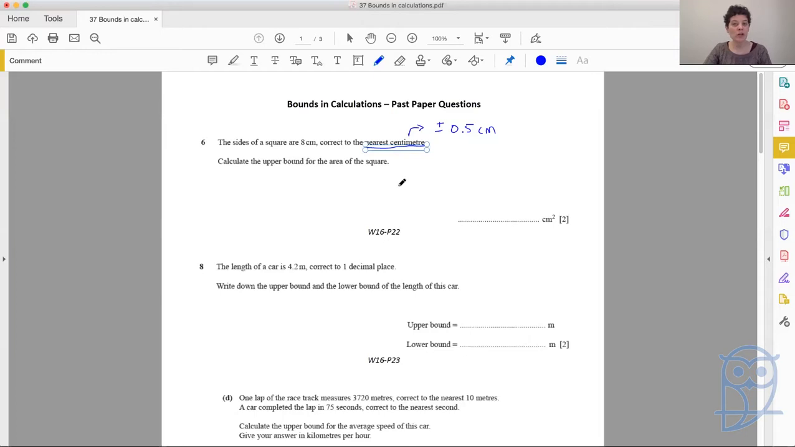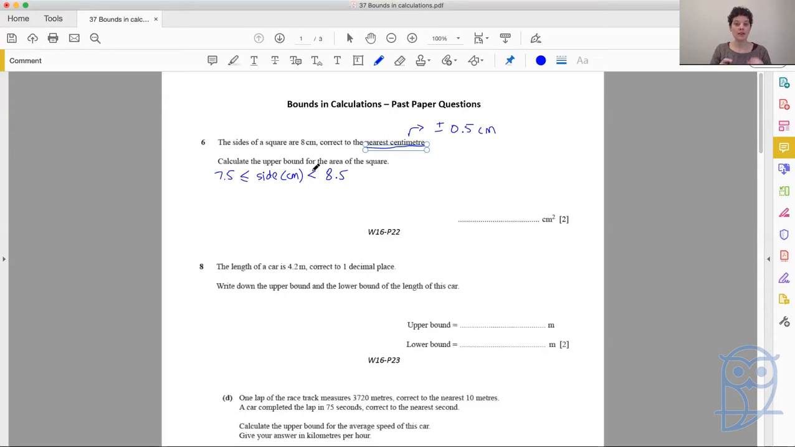So the first thing we're going to do is state the bounds for the measurement in the question. So we have here side in centimeters, greater than or equal to and less than. The side of the square is 8, the nearest centimeter, so plus or minus 0.5. So 8 minus 0.5 gives us 7.5. 8 plus 0.5 gives us 8.5.